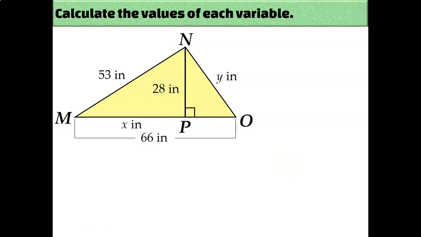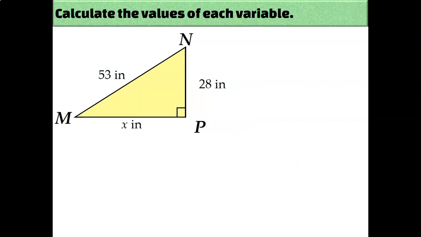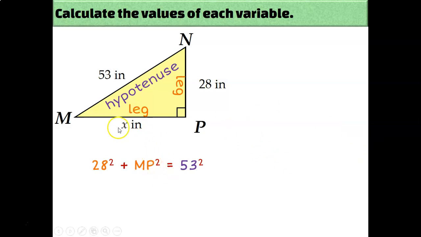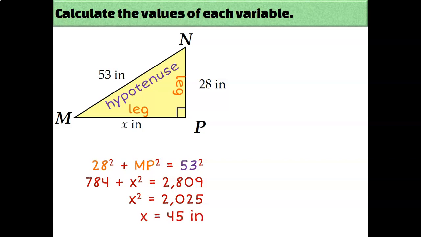So if I'm going to calculate the value of x, I really just need to focus on this right triangle. X is one of the legs, 28 is another leg, 53 is the hypotenuse. So the equation that I can write is that 28 squared plus MP squared equals 53 squared. Or instead of MP, you could also just write x. So 28 squared is 784, 53 squared is 2809. Subtract 784 from both sides and square root, and we find out that x must be 45 inches long.